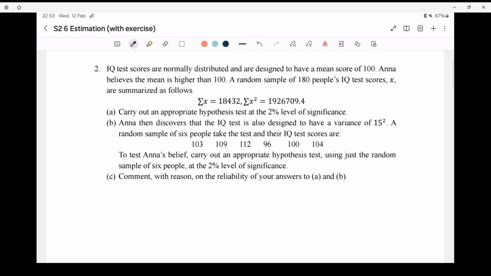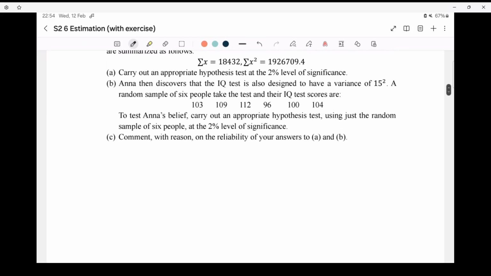Question number 2. IQ test scores are normally distributed and designed to have a mean score of 100, and now she believes that the mean is higher than 100. So just by this particular sentence, you know that this is a one-tail test. She sampled 180 people of IQ test score and summarized as follows. So they give you sum of x and sum of x squared.